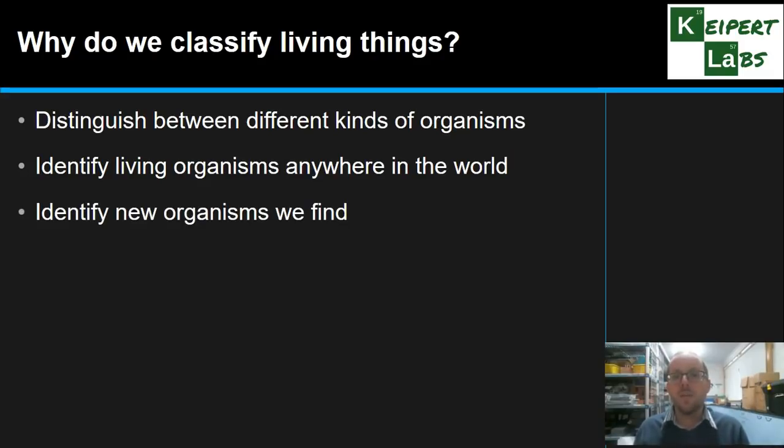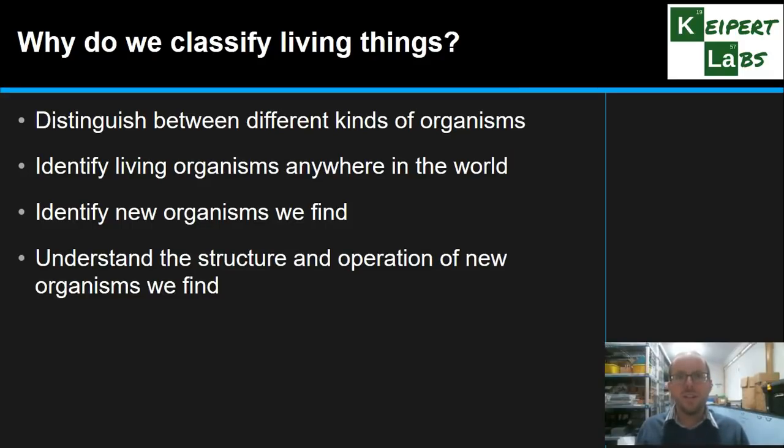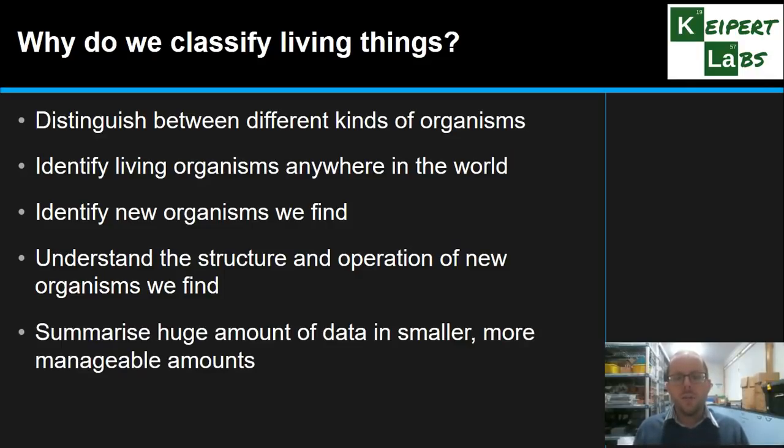It allows us to identify any new organisms we find. Where do they fit within our system? How do we name them? How do we group them based on what they're similar or different to? It also allows us to understand the structure and the operation, the way that it works, of any new organisms we find, because based on putting them in certain categories, we can see they must be similar to these other things in certain ways and different to other things, based on that organisation. It also makes it easier for us to summarise huge amounts of data or information into smaller, more manageable amounts.